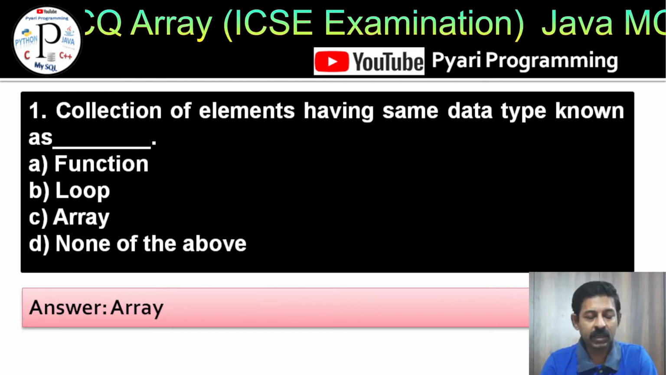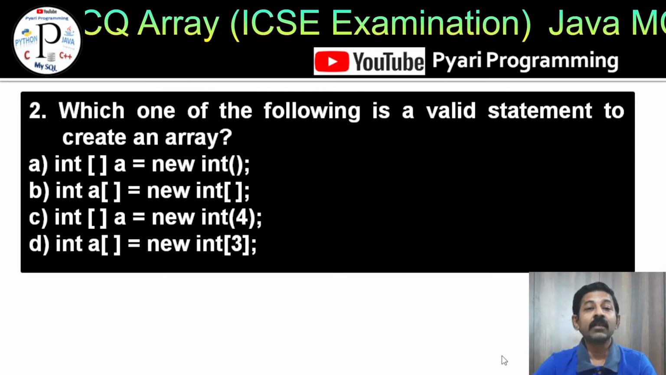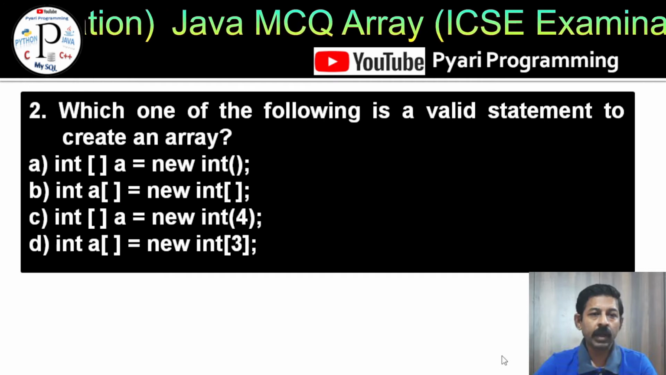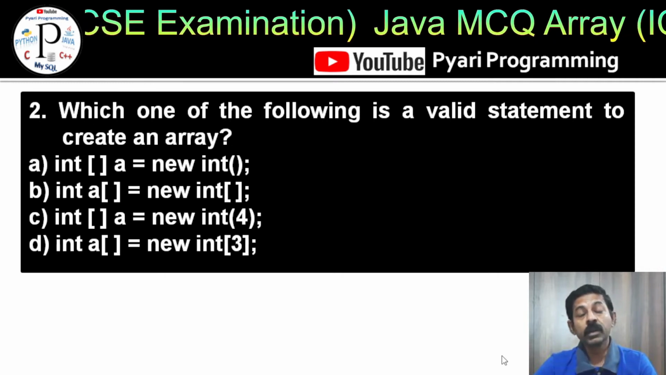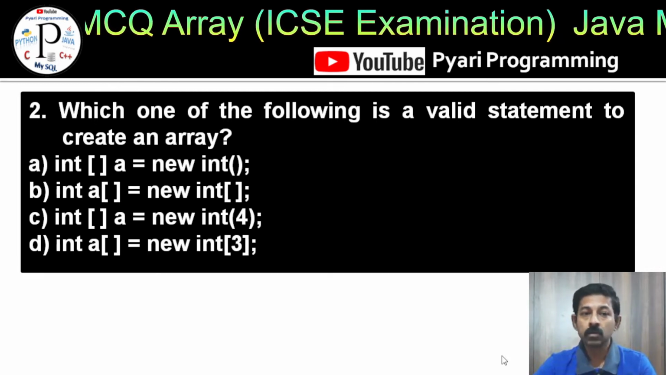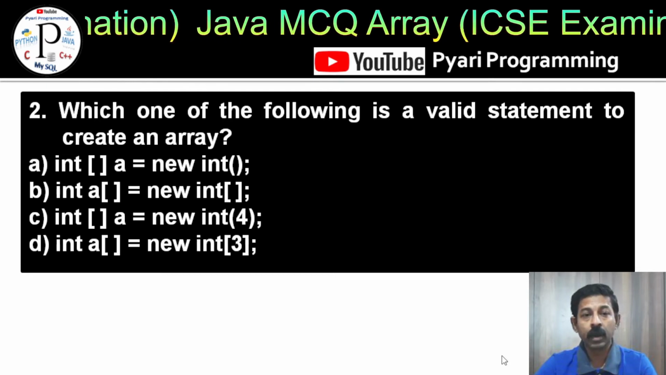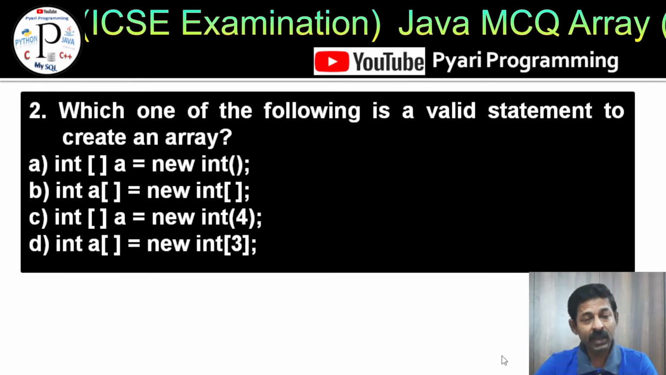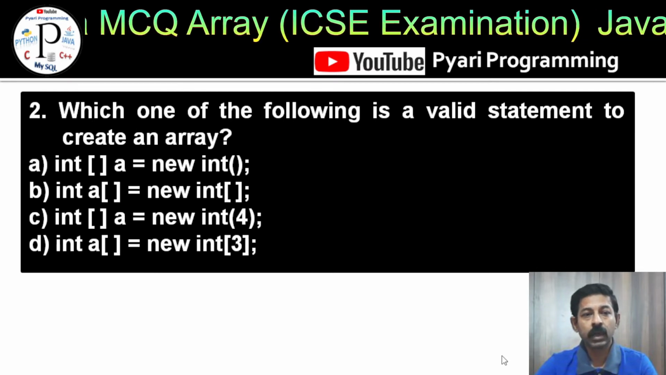So let's move to the next one. Question number 2 says: which one of the following is a valid statement to create an array? The first option says int[] a = new int(), with parentheses. As we know, the size has to be given in square brackets in an array, not in parentheses. Parentheses are used in methods. So it is not the right answer. Second one, int a[] = new int[]. Yes, we have square brackets, but the square bracket is empty. We cannot have an empty square bracket. It must contain a size. So it cannot be the right answer.